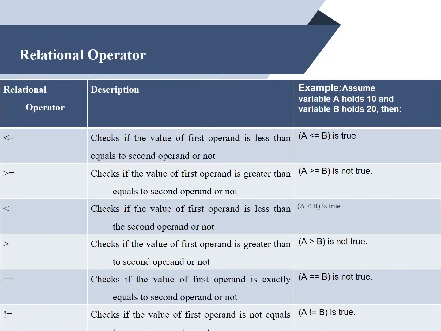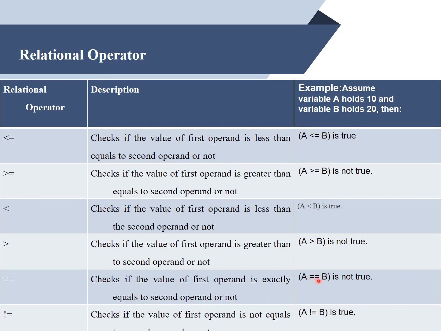Then these are the relational operators, which check the relationship between two variables. Let's say a holds 10 and b holds 20, then a relational operator always gives true or false. It checks whether a is less than or equal to b. So yes, 10 is less than or equal to 20, it returns true. Is a greater than or equal to b? 10 is not greater than or equal to 20, so it will return false. That is not true. If a is less than b, yes, 10 is less than 20, it returns true. Is a greater than b? 10 is greater than 20, no.